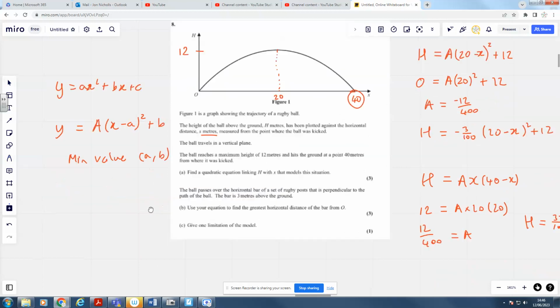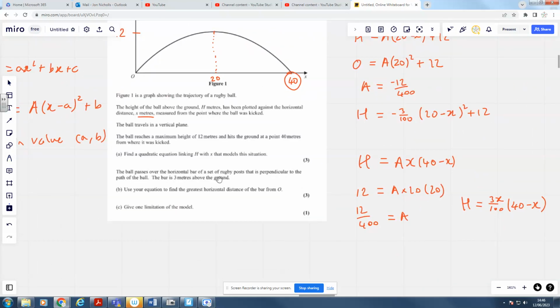Anyway, part B. The ball passes over a horizontal bar of a set of rugby posts that is perpendicular to the path of the ball. The bar is 3 meters above the ground, so the bar has h equals 3. So maybe we're talking about here and here, yeah? h equals 3. And they want the one which is the greatest horizontal distance, so they're looking for this answer here, yeah?